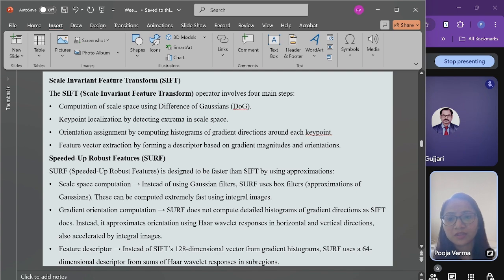Now, next one, gradient orientation computation. SURF does not compute a detailed histogram of the gradient direction as SIFT does. Instead of that, it approximates orientation using Haar wavelet responses in horizontal and vertical directions. And next, the feature descriptor: instead of SIFT's 128-dimensional vector from the gradient histogram, SURF uses a 64-dimensional descriptor from the sum of Haar wavelet responses in subregions.